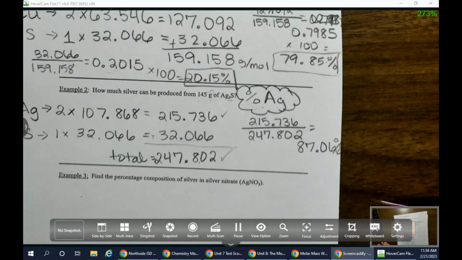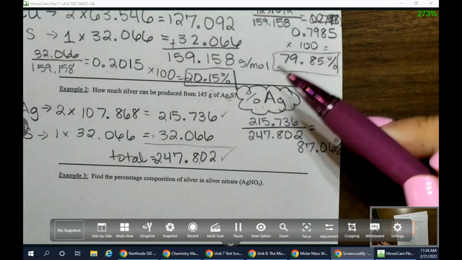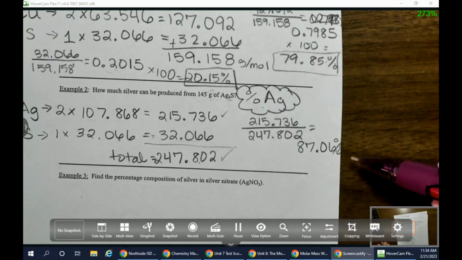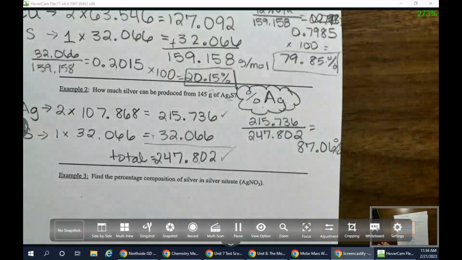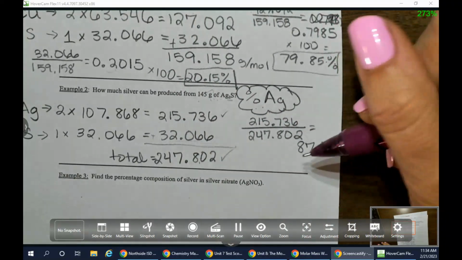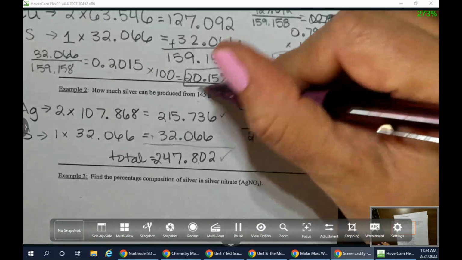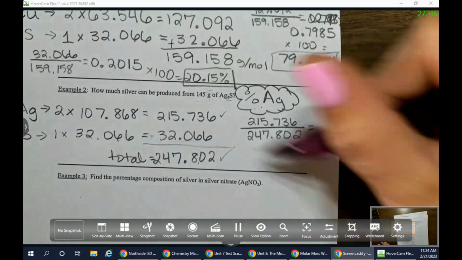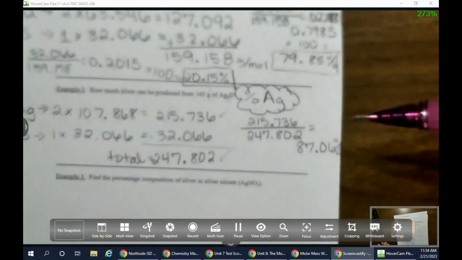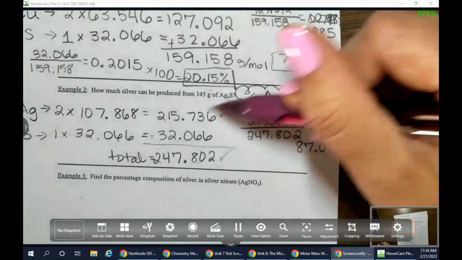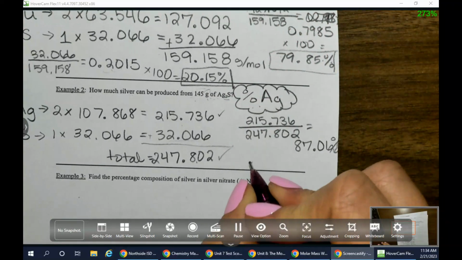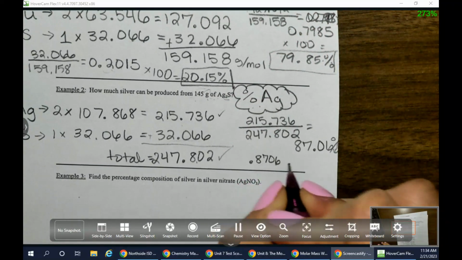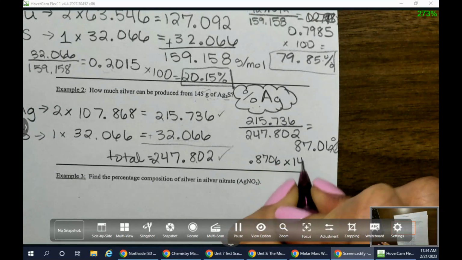All right, so we have 87.06% silver. So now we can figure out, okay, what is that of the 145? Now there's 2 ways to do this, okay? You could have actually left it in that decimal form and just multiply it by that value. Because if I take this and multiply it, it's going to make a huge number. And that, you know, that's not true, right? It can't be more than what you have. So you could have left it 0.8706 multiplied by the 145.